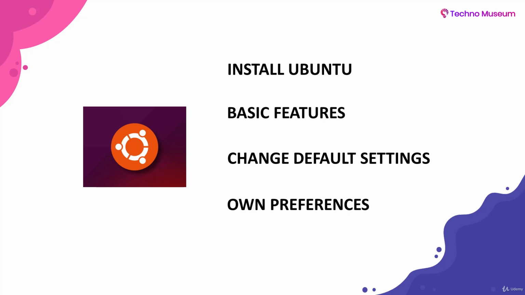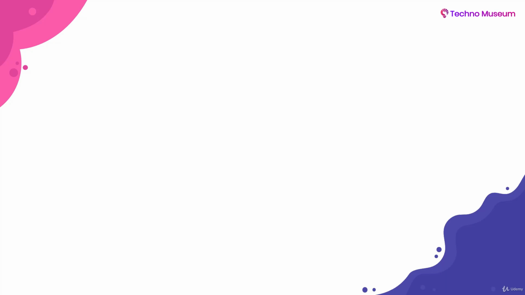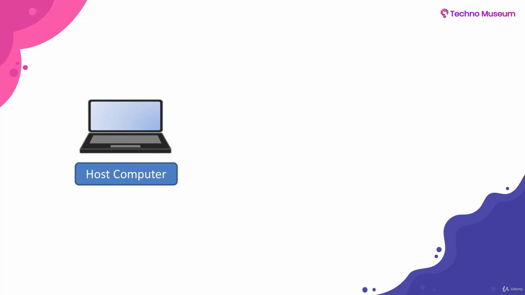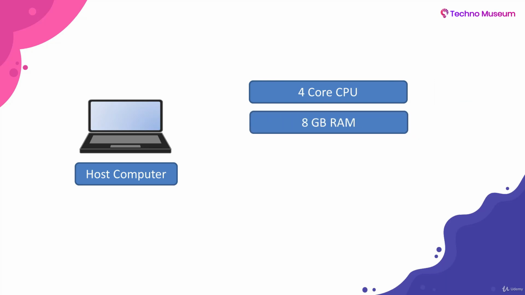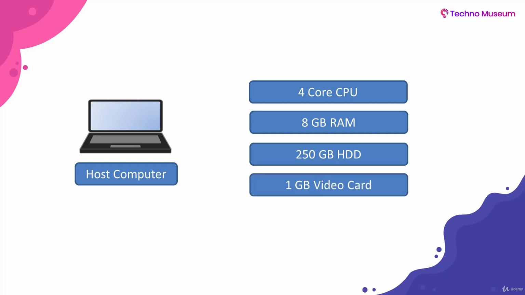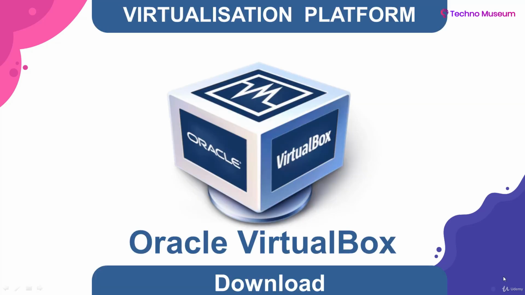The virtualization software will use the resources of the host computer. So, for that reason, we recommend that the host computer where you're going to install the virtual computer should have at least the following features. And these include a 4-core CPU, 8 gigs of RAM, but I really would recommend 16, 250 gigs of free hard disk space, and at least a gigabyte video card. Okay, so let's get started.